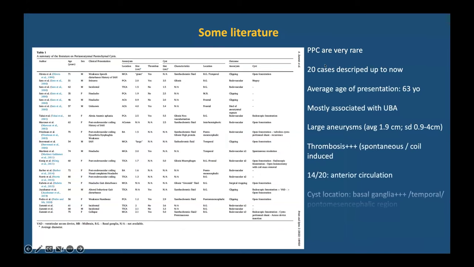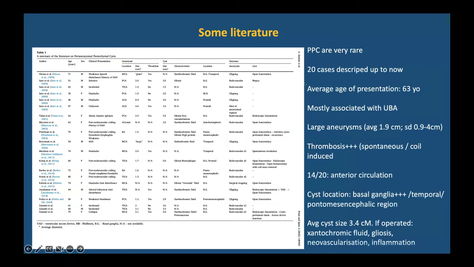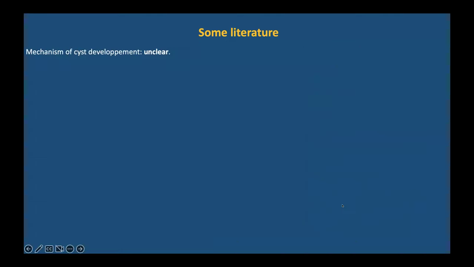These cases are very rare. There are only 20 cases described in the literature up to now. The average presentation is at 60 years old, associated with a ruptured brain aneurysm, usually a large aneurysm. The thrombosis is almost always there, in the anterior circulation, and the cyst location is almost always in the basal ganglia, in the temporal lobe, or in the pontomesencephalic region. The cysts are quite big, on average 3.5 centimeters. If operated, because some of them were, it's xanthochromic fluid with gliosis, neovascularization, and inflammation.